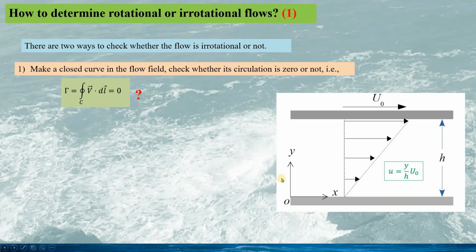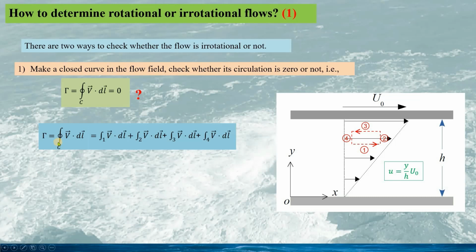If you want to know how this solution is obtained, you can find it in my talk on the Navier-Stokes equation or many textbooks. Now we can make a closed curve, any closed curve in the fluid if you like. But for simplicity, a rectangle like this is made here for the simple calculation, and we can check whether the circulation is 0.